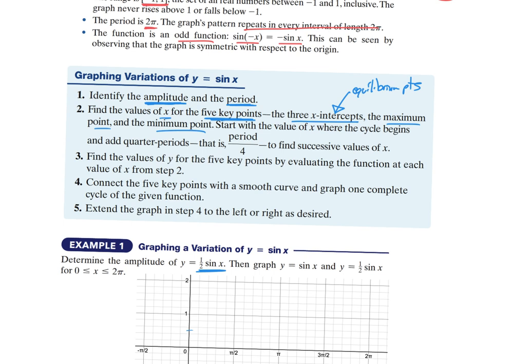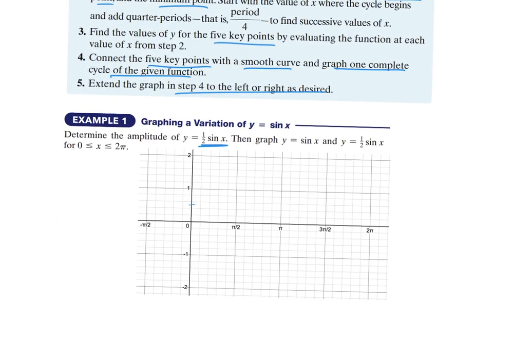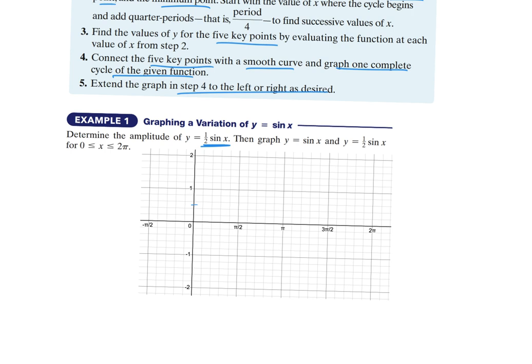Now, we'll talk about how that's done when we see some examples. We find the values of y for the 5 key points, connect the 5 key points with a smooth curve, and graph one complete cycle, and then extend to the right or left as desired. So we're going to determine the amplitude of y equals 1/2 sine of x. This is a multiplying outside, so this is a vertical stretch or compress. So instead of going up to 1 and negative 1, we go half as far. So my 5 key points here will be 0, pi halves, pi, 3 pi halves, and 2 pi.